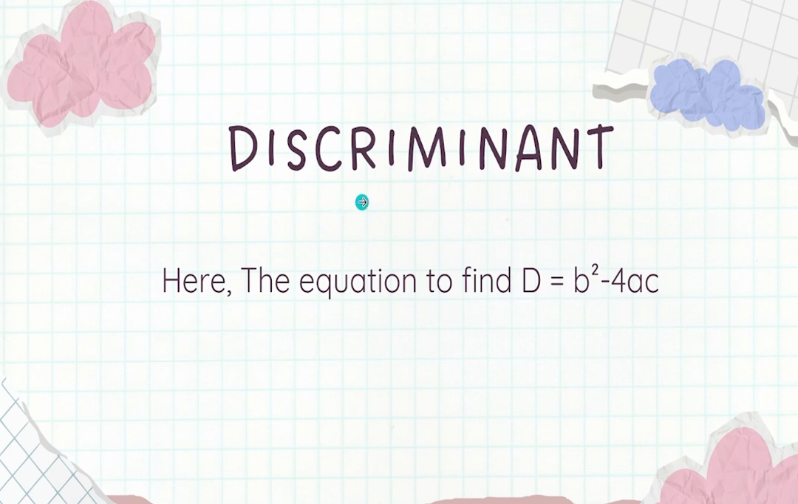Okay, next is discriminant. Here the equation to find the discriminant is b square minus 4ac. So to find the discriminant, we have to identify the values of a, b, and c. I already told that before. I'll show it again. So here b square minus 4ac, and we have to substitute the values into this equation to find the value of discriminant.